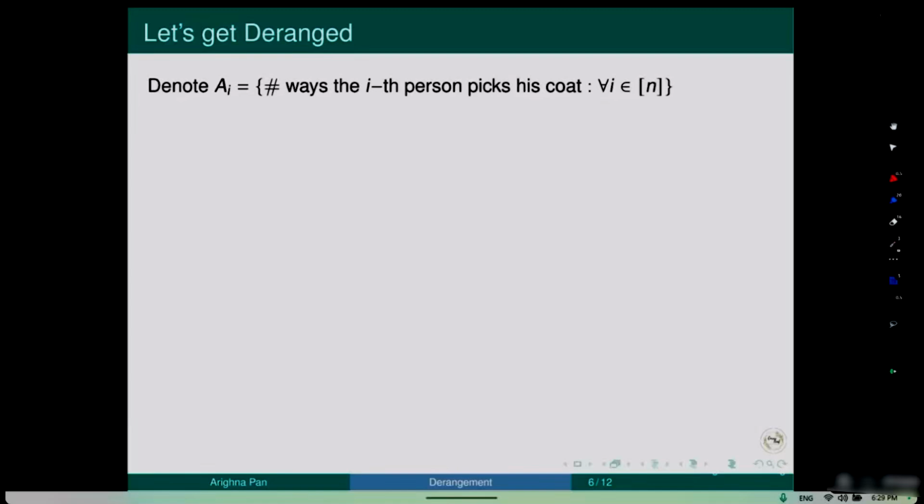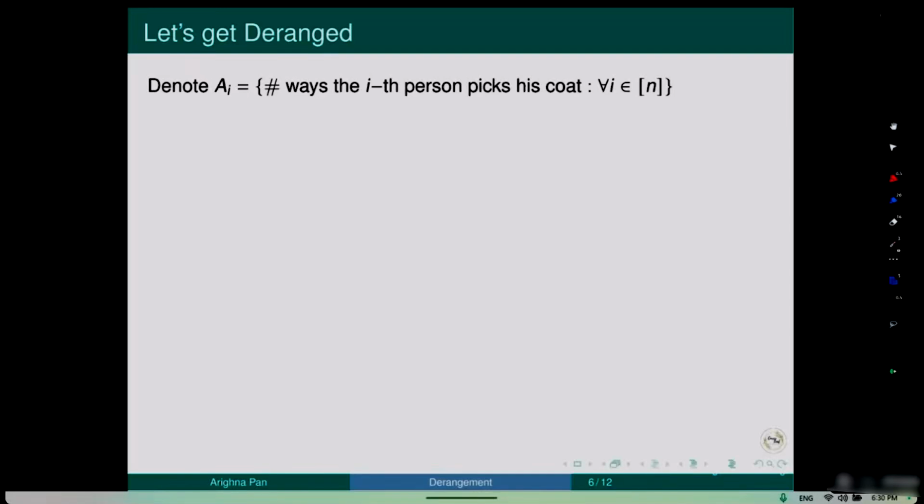That means we don't care about the other persons, but the ith person always picks his coat. And these Ais are subsets of a finite set A. If we ask what A is here, it is all the ways that any of the n coats get picked by any of them.